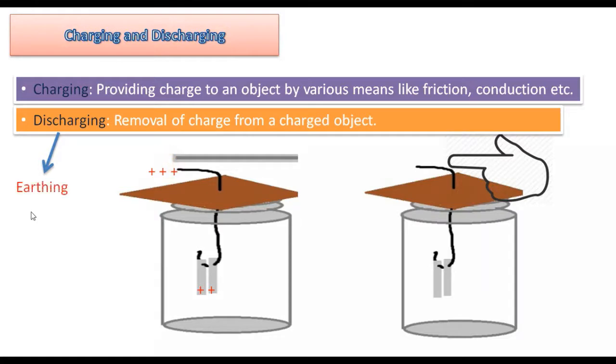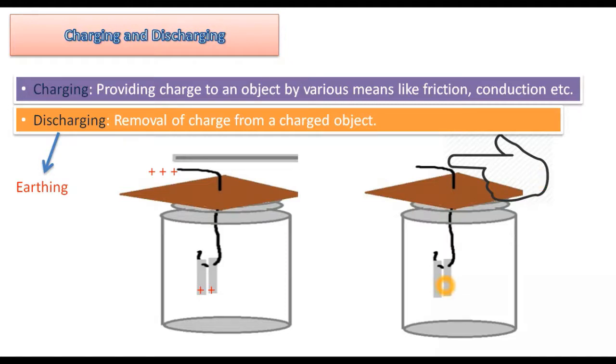Discharging is also known as earthing, or you can say grounding. So discharging means taking away the excess charge from an object. Whenever we touch any object with our skin, our body acts as a good conductor. Therefore, the excess charge present in the aluminum strips gets grounded, or reaches the ground through our body, because our body is a conductor. That is why earthing happens, and the object, after losing the charge, becomes neutral.